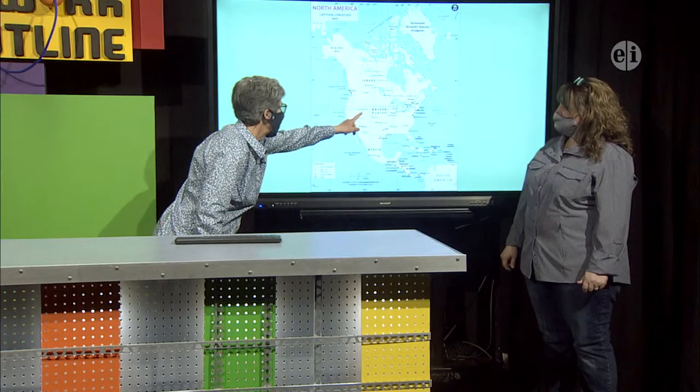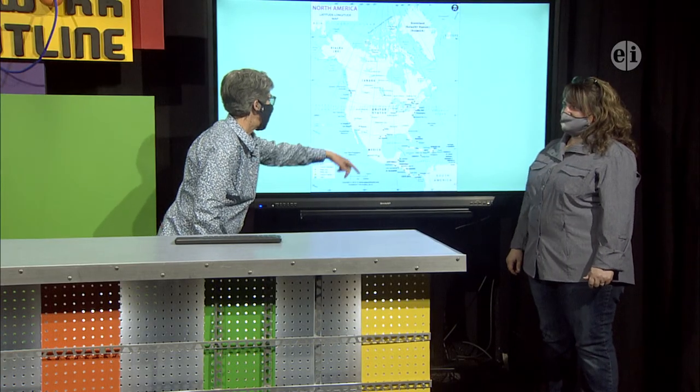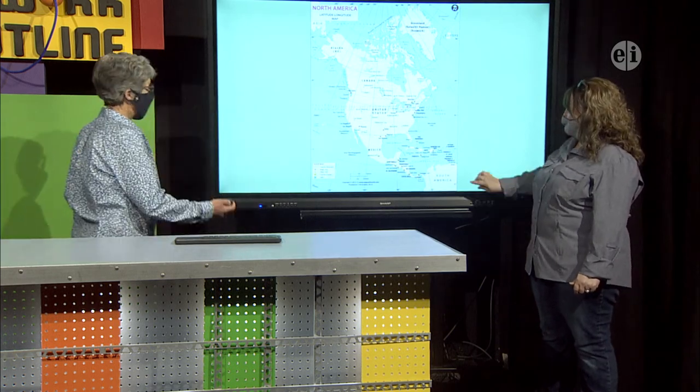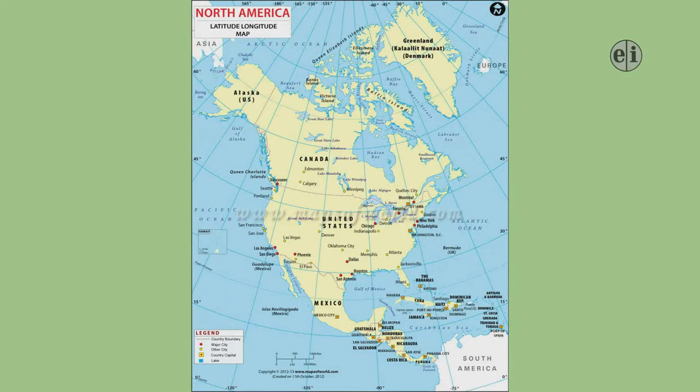And then Texas is a little below 30, so into Mexico. The numbers for latitude, you're looking at the degrees, right? Yes, that's right. You're looking at the degrees.